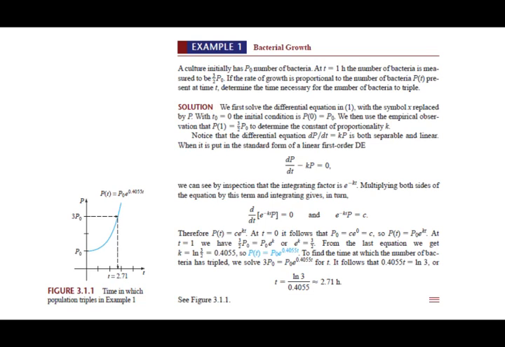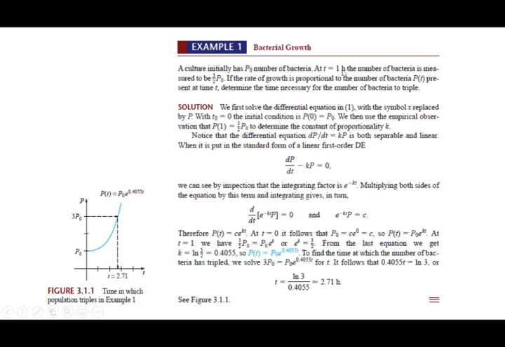Now let's see an example. Let's say you have a population, P0, let's say 1,000 bacteria, okay? And after 1 hour, you have 3/2 of 1,000, so that's 1,500 bacteria, right? If the growth is proportional to the number of bacteria P(t) present at time t, determine the time necessary for the number of bacteria to triple. So you want to know how much time it takes to triple the population. You have 1,000. You want to know how much time it takes to make 3,000.